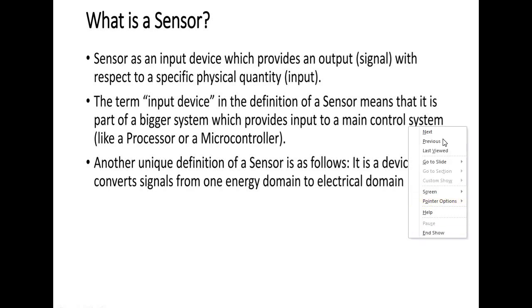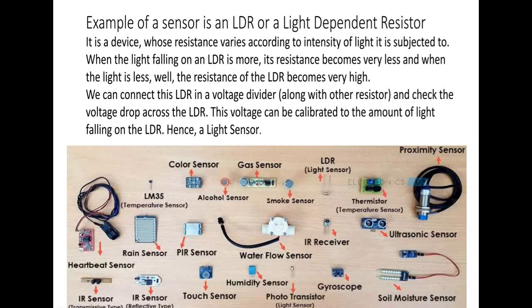Another unique definition of a sensor is as follows: it is a device that converts signals from one energy domain to the electrical domain. Examples of sensors are color sensors, gas sensors, and light dependent resistors, like light sensors. A light sensor is a sensor whose resistance varies according to the intensity of light it is subjected to. When the light falling on an LDR is more, its resistance becomes very less. When the light is less, the resistance of the LDR becomes very high.